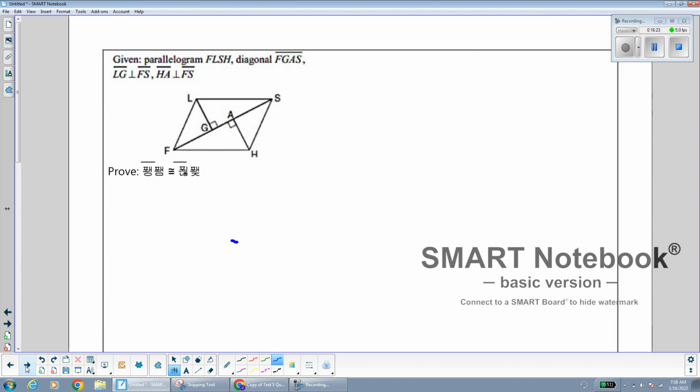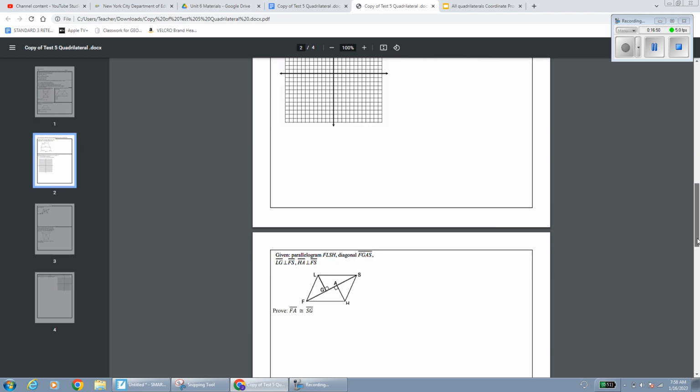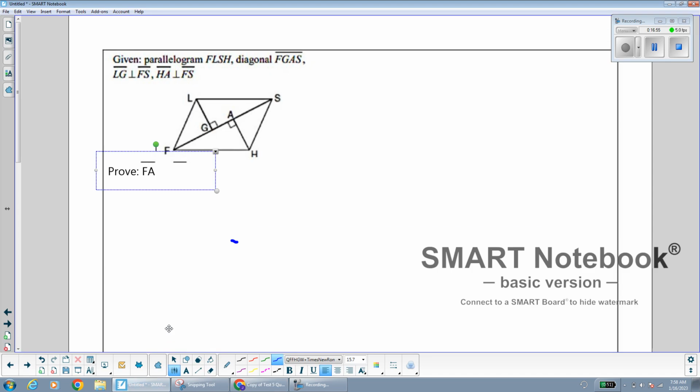Okay, so here we have parallelogram FLSH. So the whole entire quadrilateral is a parallelogram. And we know that we have some perpendicular lines, and in the diagram, they already put those right angles in for us. When we get to our proof, we're going to have to put the right angles into our proof, but they're already marked in the diagram for us. Once again, my proof statement went missing, so let me double check on the original document to see what it was. So let me go down over here. FA congruent to SG.